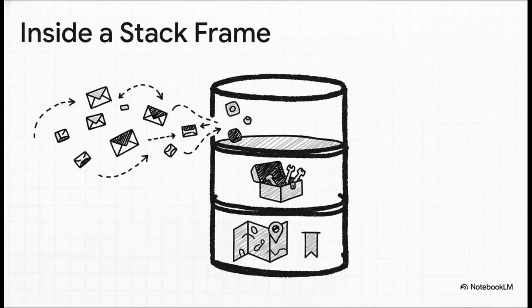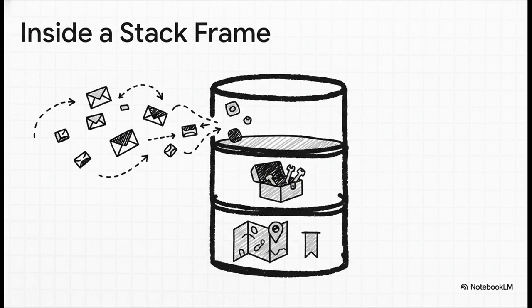So what's inside each of these little boxes? Well, basically, it's everything a function needs to do its thing. The arguments it got, any local variables it creates for itself, and, this is crucial, the return address. That's like a bookmark telling it exactly where to go back to when it's done.